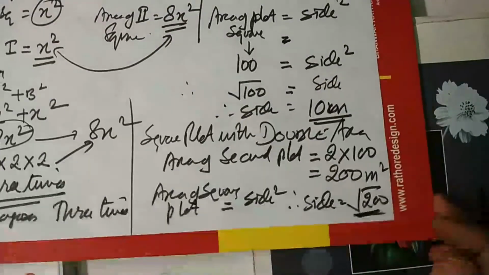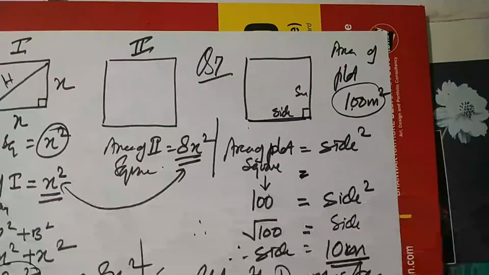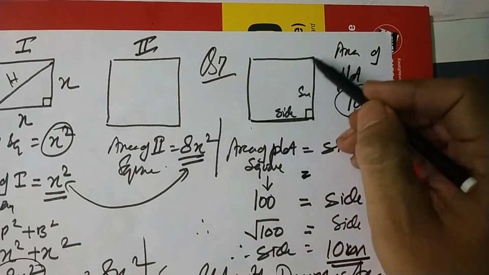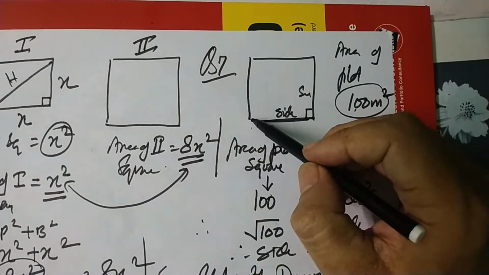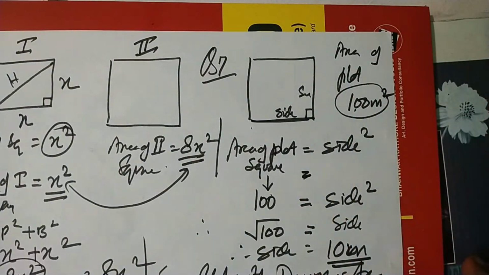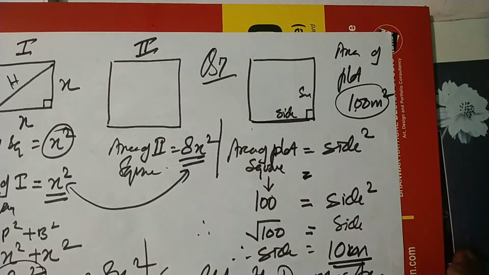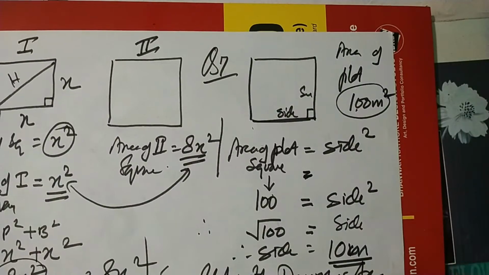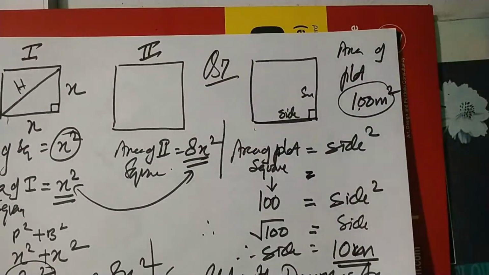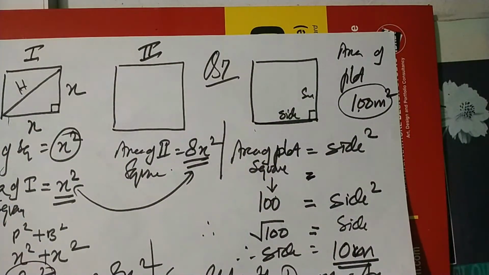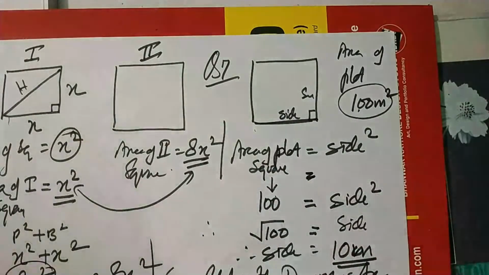Why is this question given? This has nothing to do with Pythagoras theorem. But since you are doing square, actually you should be asked to find the diagonal, but they have not asked. So you are actually doing area questions, which is a totally different topic. Okay, so that is question number 7.